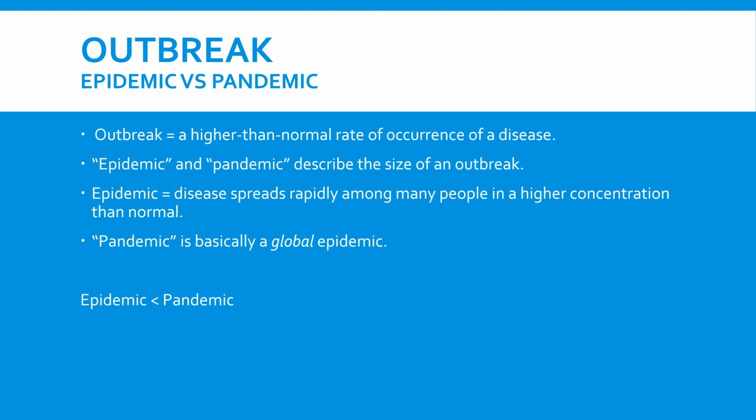Outbreak is a higher than normal rate of occurrence in a disease. So that just means that normally you see one or two here and there. An outbreak is when it happens at a high rate, which we're seeing with COVID-19. Epidemic and pandemic are simply used to describe the size of an outbreak. How big of an impact is it having in the world? So epidemic just means that the disease spreads rapidly among people in higher concentration than normal. Epidemic and outbreak sound very similar, but epidemic is basically a small outbreak.